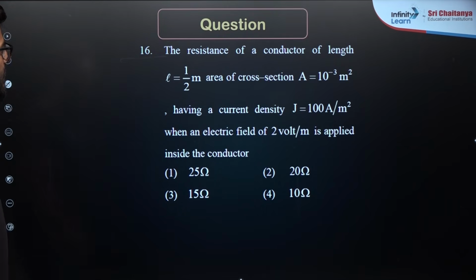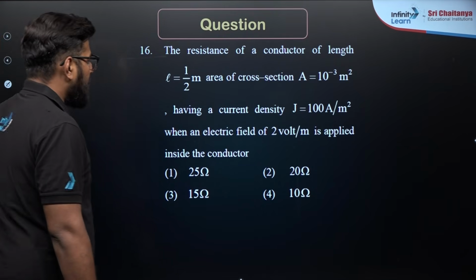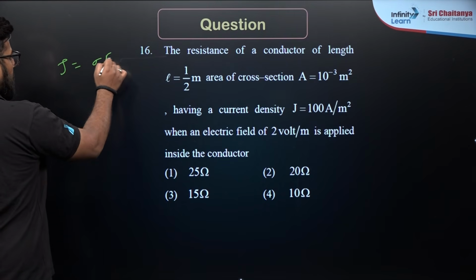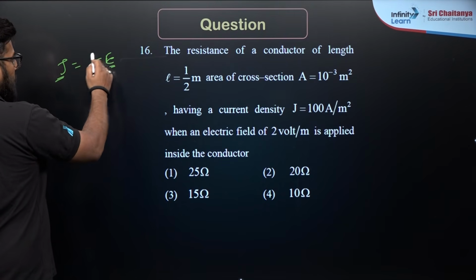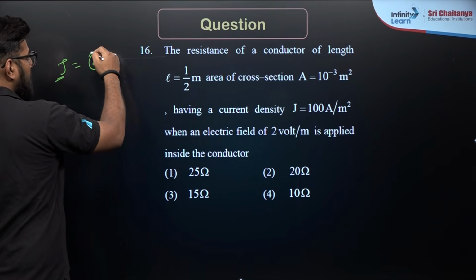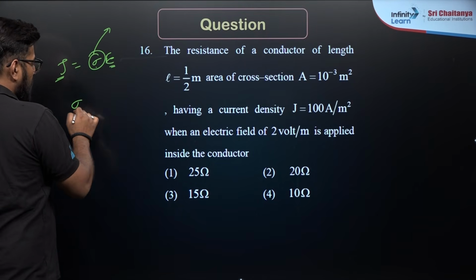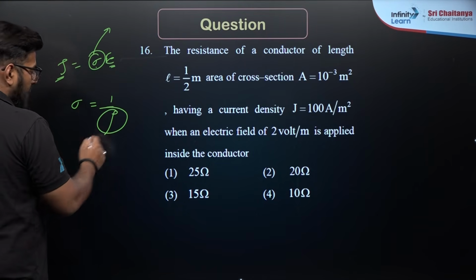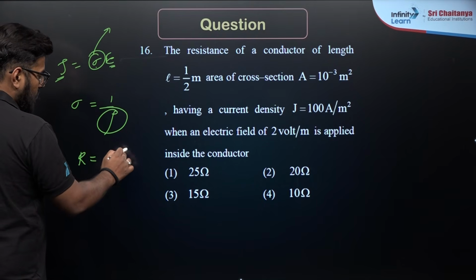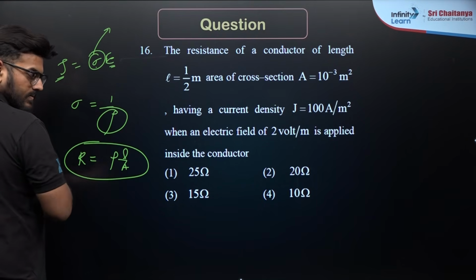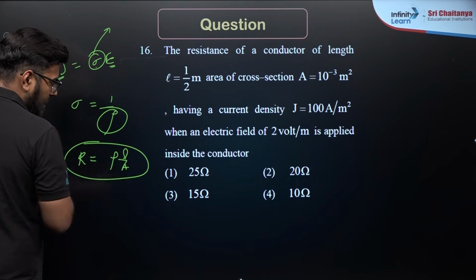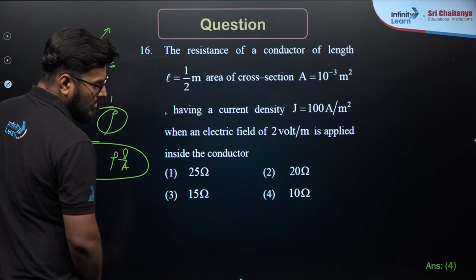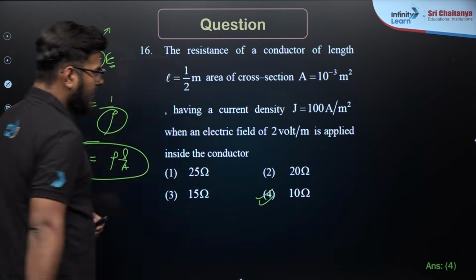The resistance of a conductor of length L and area A having current density and electric field. See, J is equal to sigma times E. J is given, E is given, you can find the value of sigma. Sigma is conductivity. Now sigma is 1 upon resistivity, so you will get the value of resistivity from that. Once you have the value of resistivity, resistance is rho L upon A. Clear? Or you can also write 1 upon sigma, L upon A. So you will get the value of resistance because L and area are given. Based on this, option number 4 will be the correct answer over here.